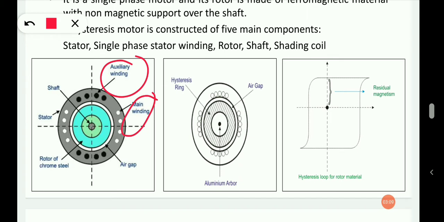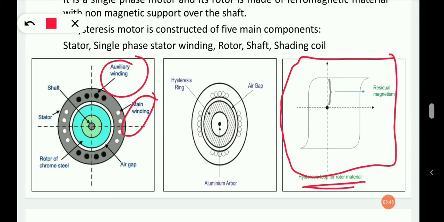The rotor is second part. The rotor of hysteresis motor is made up of magnetic material that has high hysteresis loss property. Example of this type of material is chrome, cobalt steel or alnico or alloy. Hysteresis loss becomes high due to large area of hysteresis loop. You can see hysteresis loop for rotor material is given in figure. So the rotor has high hysteresis loss.